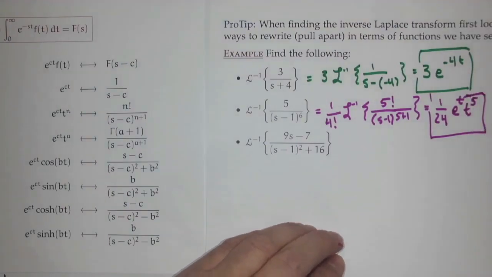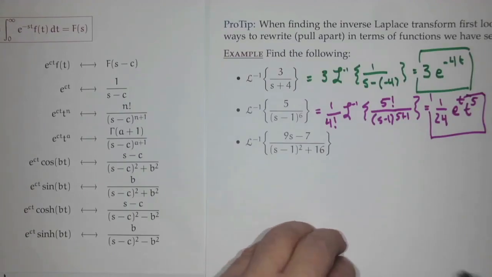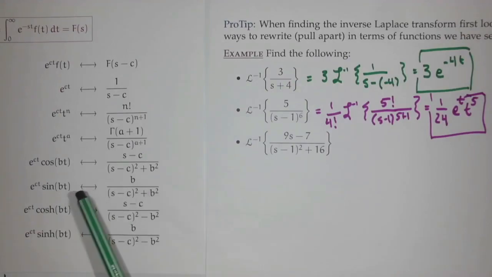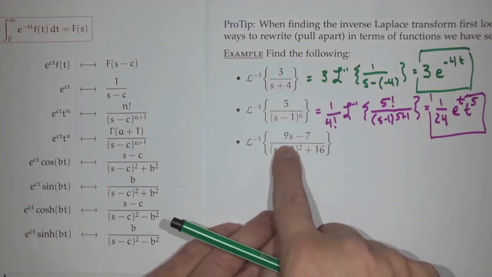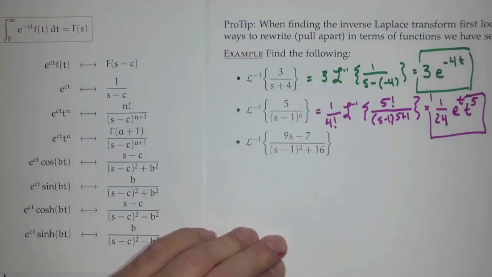Okay. Great. Now the fun one. 9s minus 7 over s minus 1 squared plus 16. What does it look like? It looks like the cosine or the sine, right? There's some things that are like, I'm a little skeptical here. Now, is it exactly the cosine? No, it's not quite. What's the problem? Well, first off, we'd have to have s minus c upstairs. There's a 9 here.